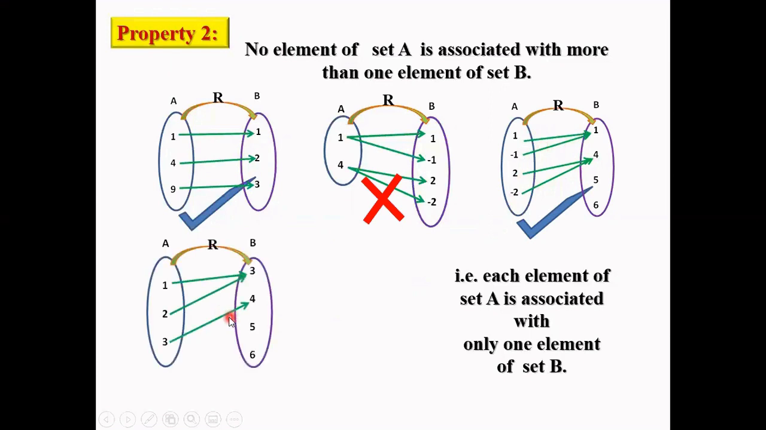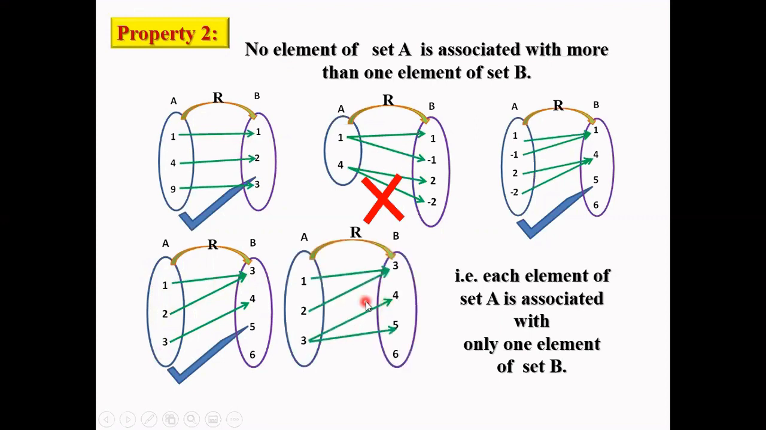Another example, each element of set A is associated with only one element of set B. That is, there is no element existing in set A which is associated with more than one element. So property 2 is satisfied by this relation R.